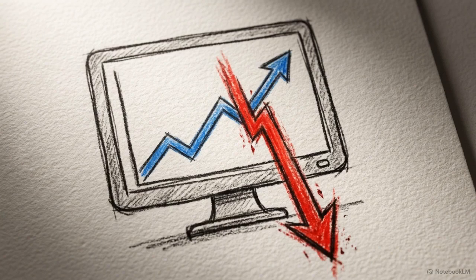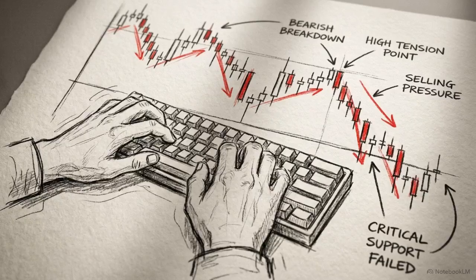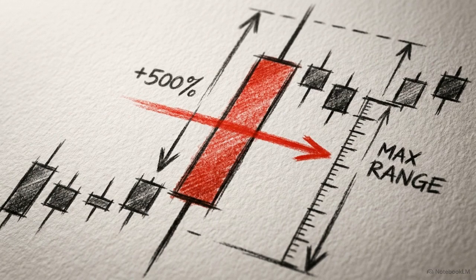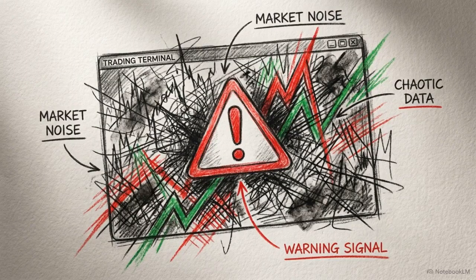Imagine a currency pair climbing steadily, your position comfortably in the green, until a sudden shock wipes out your stop loss in seconds. Standard technical tools like moving averages or trend lines often fail here because they focus on a single question: which way is the price moving? Relying on direction alone ignores the physical intensity, the stretch of the market's movement.